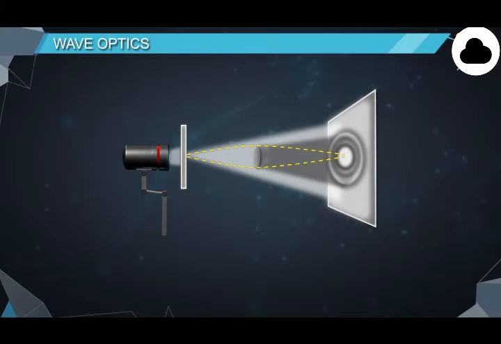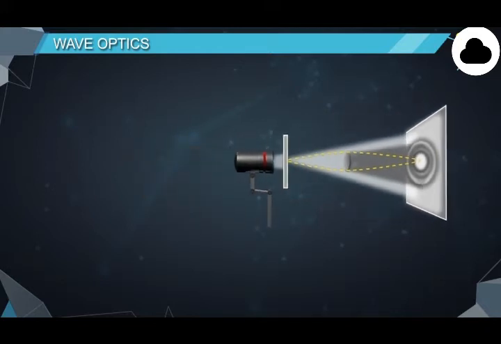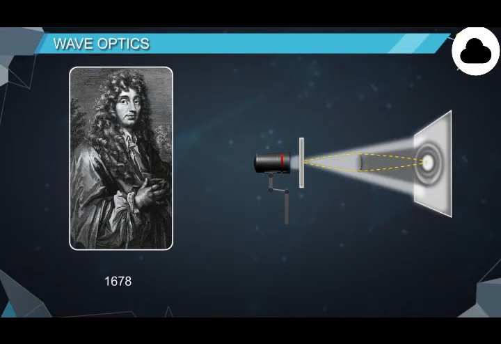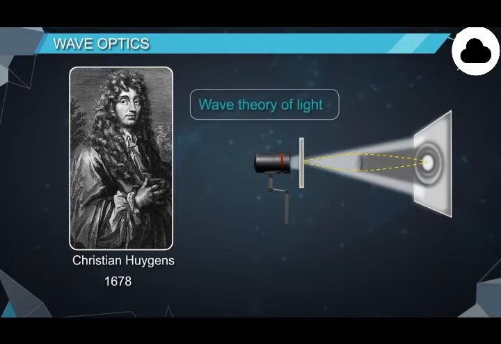To explain this bending of light, in the year 1678, a Dutch physicist, Christian Huygens, proposed a theory called the wave theory of light.